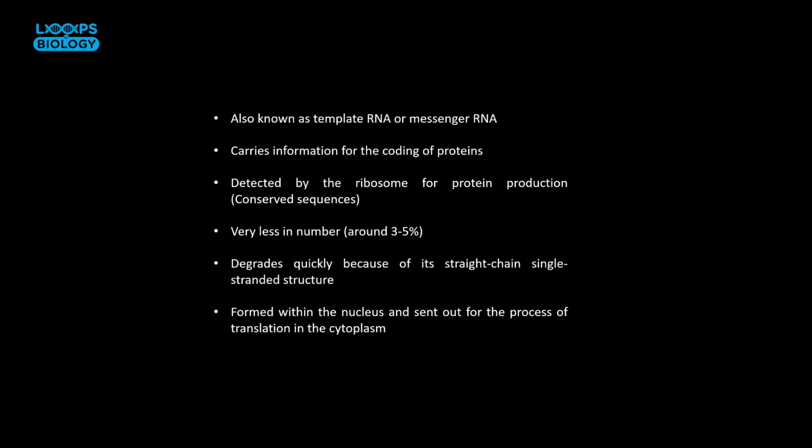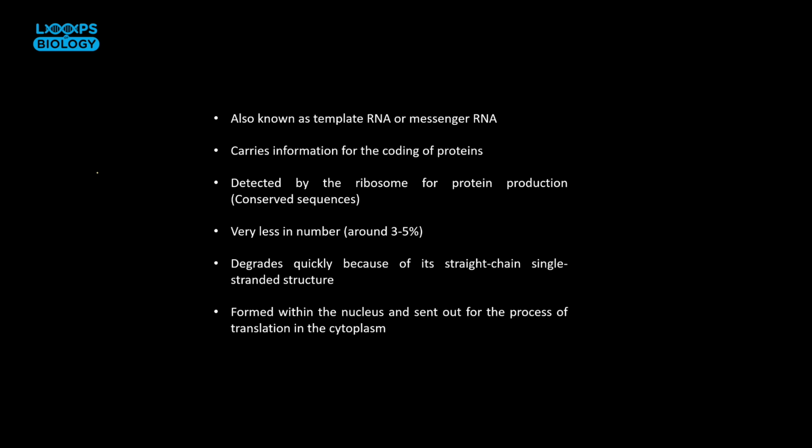This particular RNA is called template RNA, also called messenger RNA. Template RNA because it provides a template for the formation of amino acids, and messenger because it carries a code that helps in synthesis of amino acids. It carries the information of coding of protein. It is detected by the ribosome for protein production.